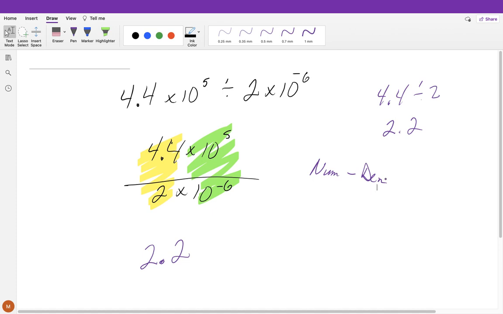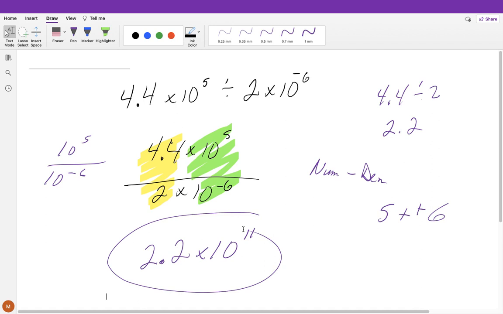We don't think about what we did before. This one does work out that we do have more in our numerator, but we always will just do the 10 to the 5th divided by 10 to the negative 6. So we're always going numerator minus the denominator. So in this case, we know our rule is we subtract. So 5 minus negative 6, well, that actually turns to plus. So that then becomes times 10 to the 11th power.